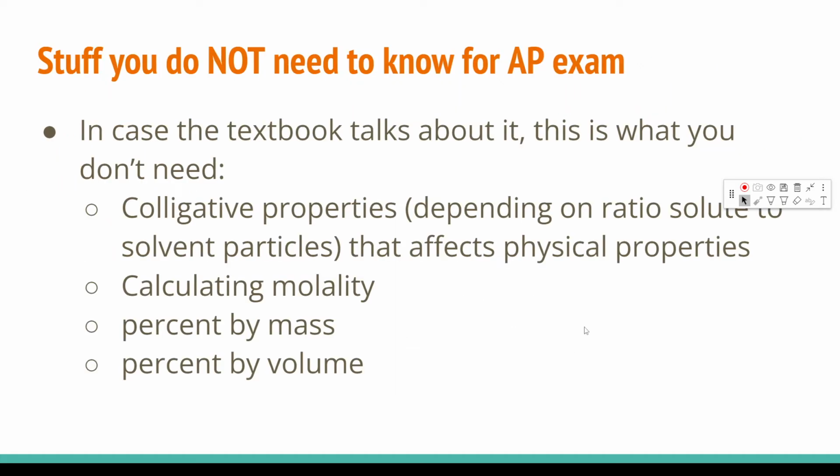Okay, so if you run into these things in the textbook, or if you're looking up studying material for this unit, there are a couple things you do not need. I did talk about some of these earlier, but not all of them. So we have the colligative properties. You don't need to worry about that. They do affect physical properties, but for this class, you don't need it, and you'll only need it if you are in specific STEM classes. So don't even trip about it for general chemistry of college. Molality, I said earlier, you don't need. You don't need percent by mass or percent by volume for solutions.